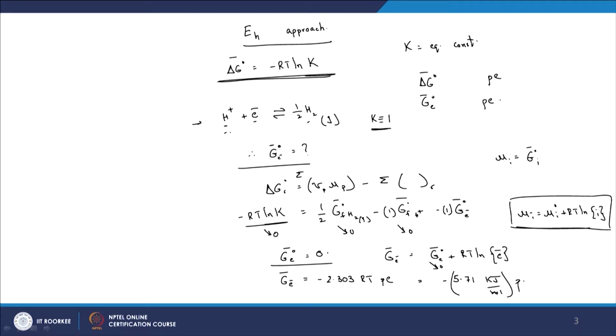times pE. Again, I know we are just illustrating these derivations here, but just try to understand the system here. So, what the take home message here is that I can relate pE, which gives me a measure of the activity of the electron, to the molar Gibbs energy of the electron here.